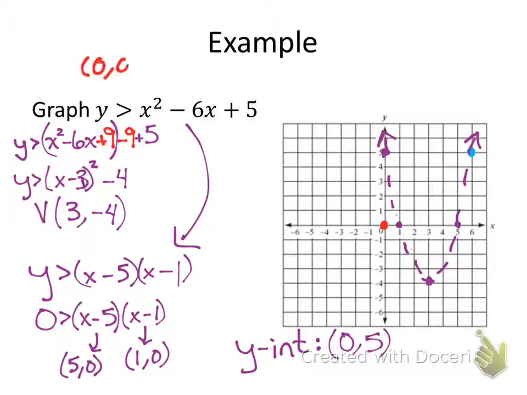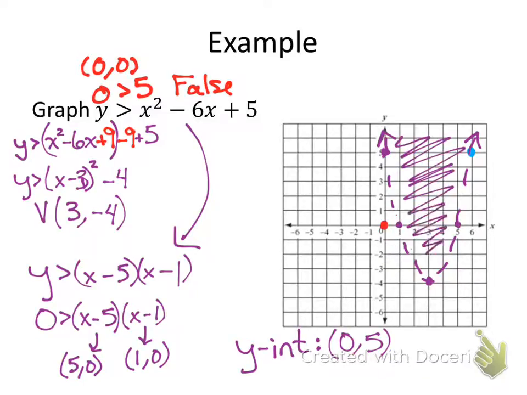So testing 0, 0, is 0 bigger than, well, that 0 is at 0. I'm left with 5. So we get a false statement. You ask yourself, do I want to shade on this side of the parabola or not? So shade inside the parabola.